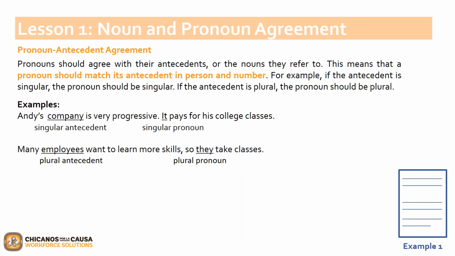As shown in the examples below, our first sentence says, Andy's company is very progressive. It pays for his college classes. The word company is the singular antecedent. The word it is the singular pronoun. Our next example says, many employees want to learn more skills, so they take classes. The word employees is the plural antecedent, and the word they is the plural pronoun.